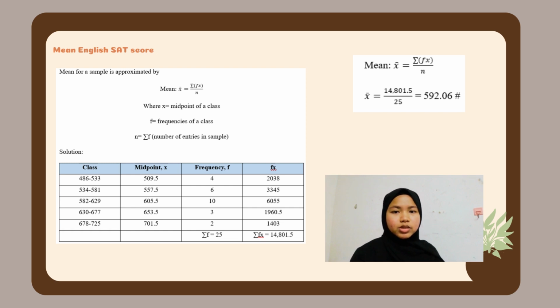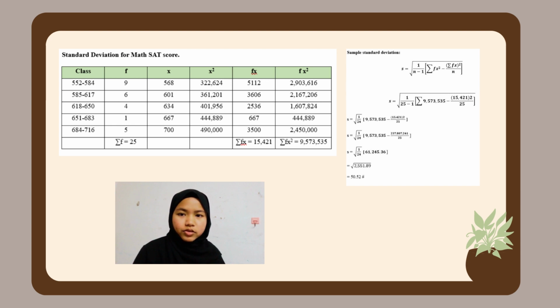As for the mean English SAT score, using the formula given, the mean for a sample is approximated by x-bar equals the sum of f times x divided by n, where x is the midpoint of a class, f is the frequency of a class, and n is the number of entries in the sample. By using this formula, I got 592.06. And as for the standard deviation for the math SAT score, I got 50.52 sample standard deviation.